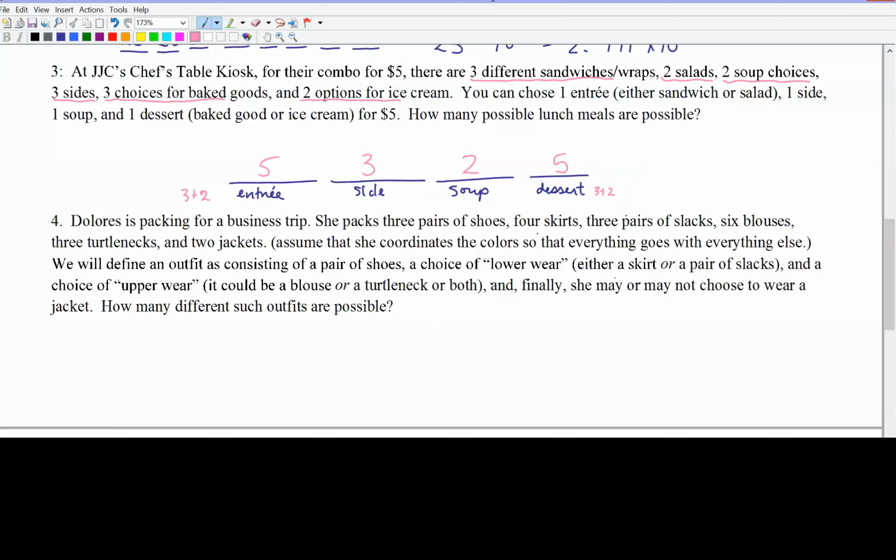So then to get how many possible lunch meals there are, we're going to multiply what could happen on each particular stage of building one of these combos. So if you multiply all these things together, you're going to get 150 possible lunches.